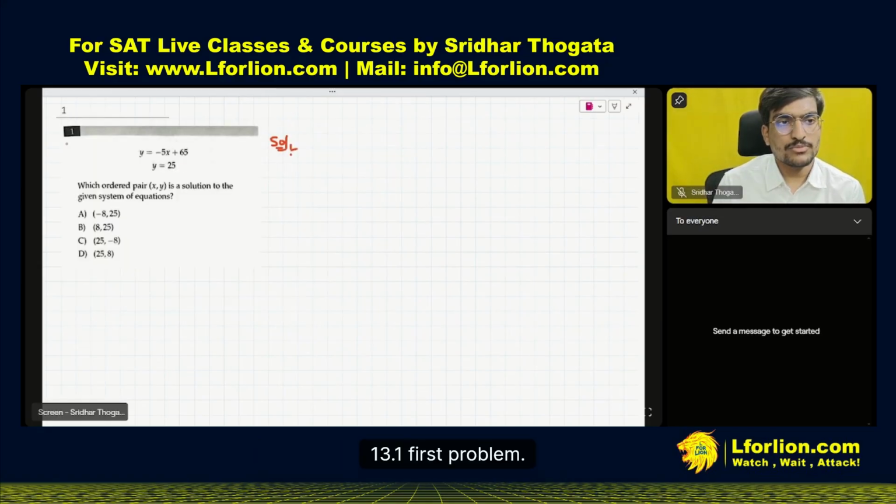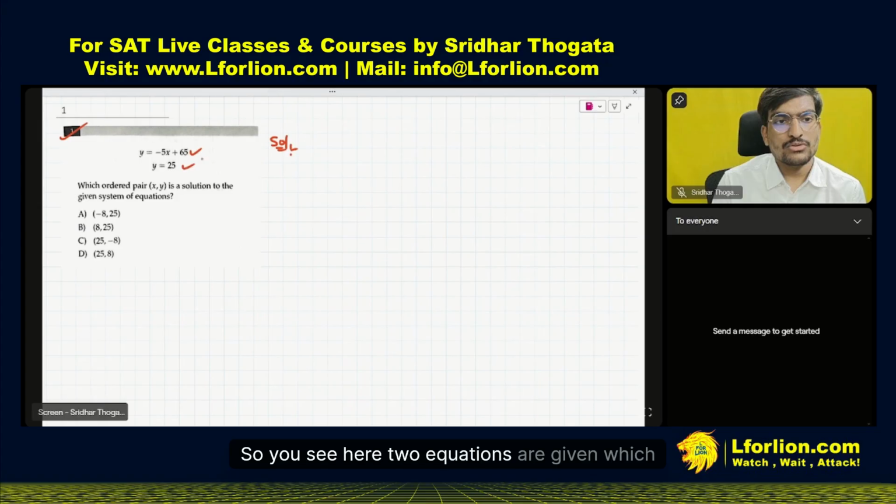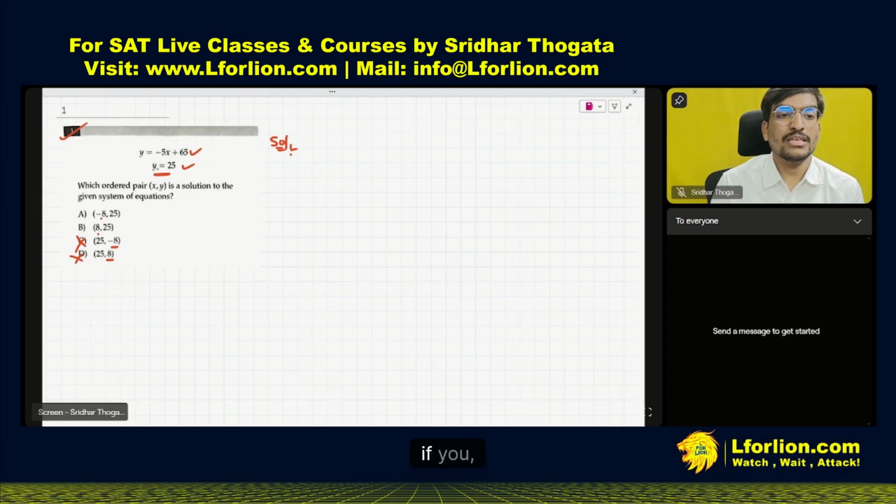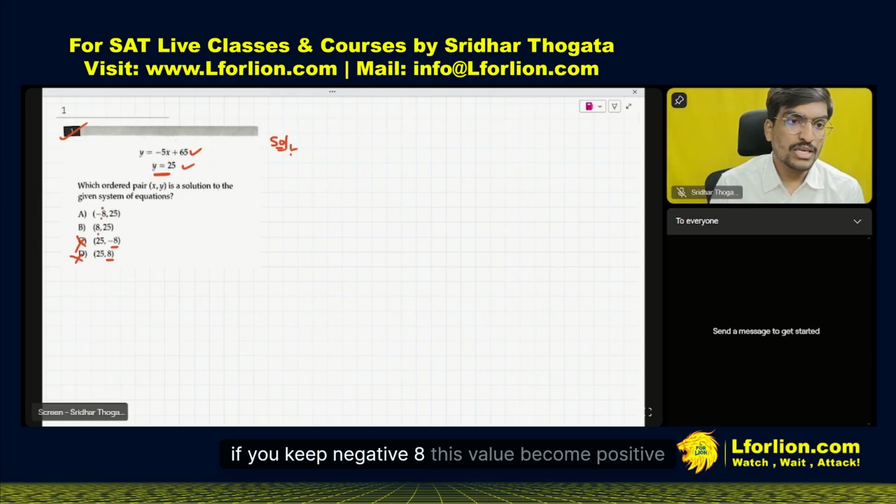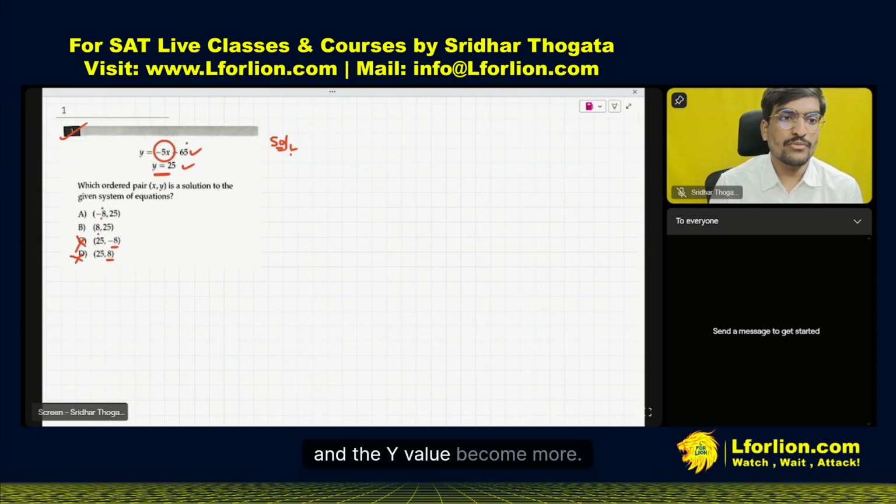13.1, first problem. You see here two equations are given. Which ordered pair is a solution? So here we can directly eliminate C and D because it's minus 8 and 8 there. Here itself they gave the y value as 25. So obviously the value will be 8 or negative 8. You can just substitute the x value as negative 8. If you keep negative 8, this value becomes positive and the y value becomes more. So option B will be the answer.